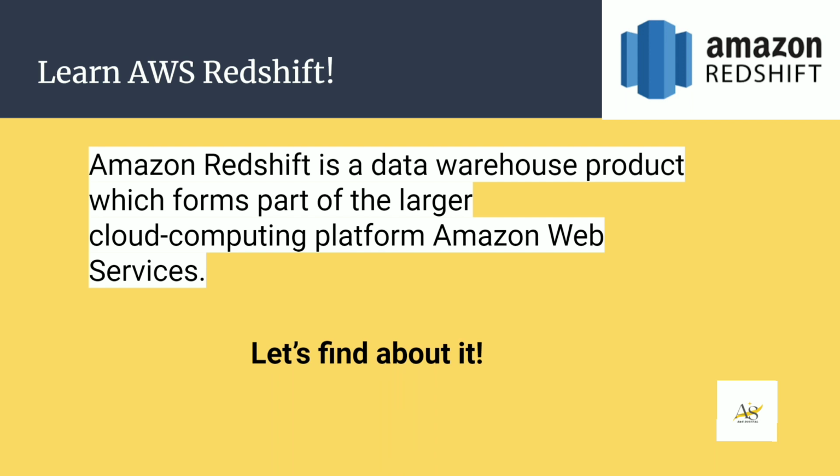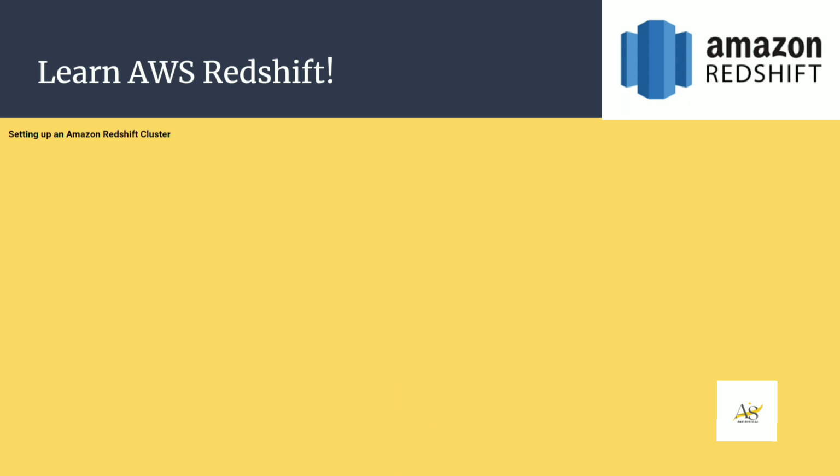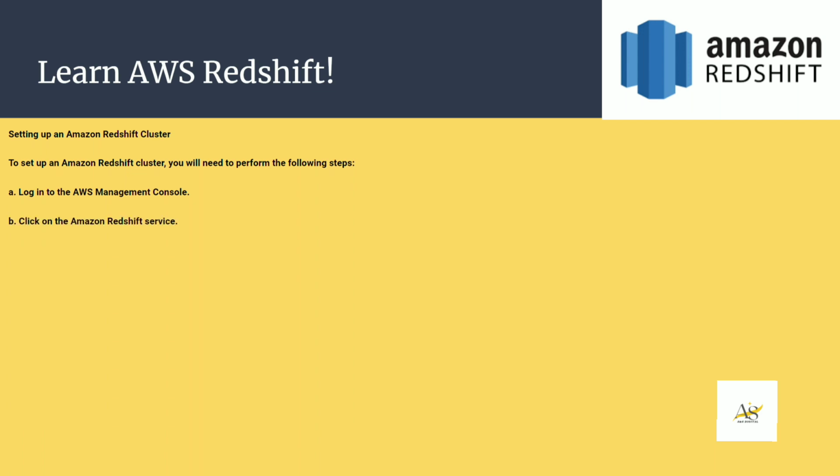So the first thing you need to do is set up an Amazon Redshift cluster. Now, what do we do to get that going? First, you log into your AWS Management Console. You click on the Amazon Redshift service. Click on the Launch Cluster button.